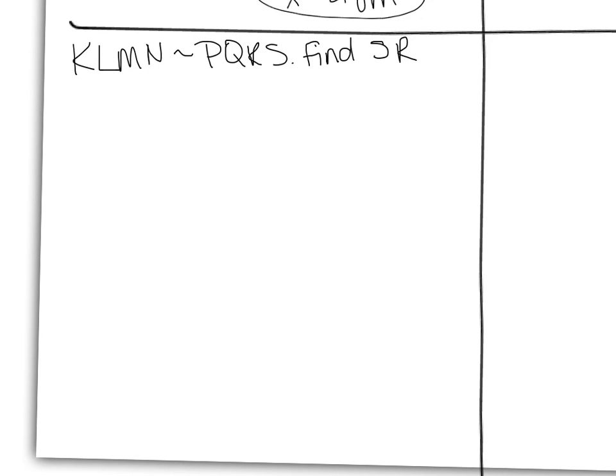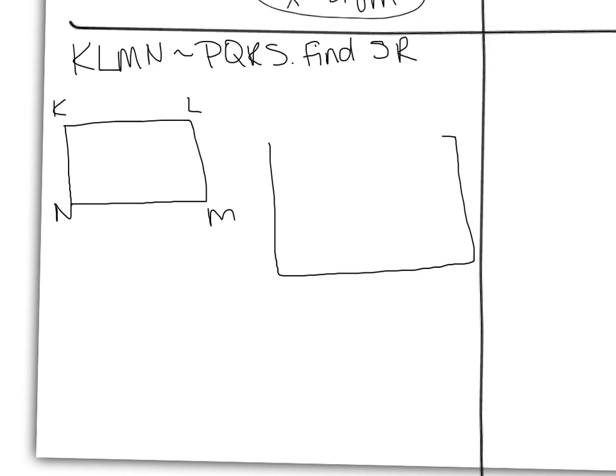Okay, this time we're going to deal with rectangles. So let's draw our first smaller rectangle. That is KLMN, and the second one's going to be a larger rectangle. And that one is PQRS. Okay, KN measures 2 centimeters. NM measures 3 centimeters. PS measures 3 centimeters, and SR measures X.